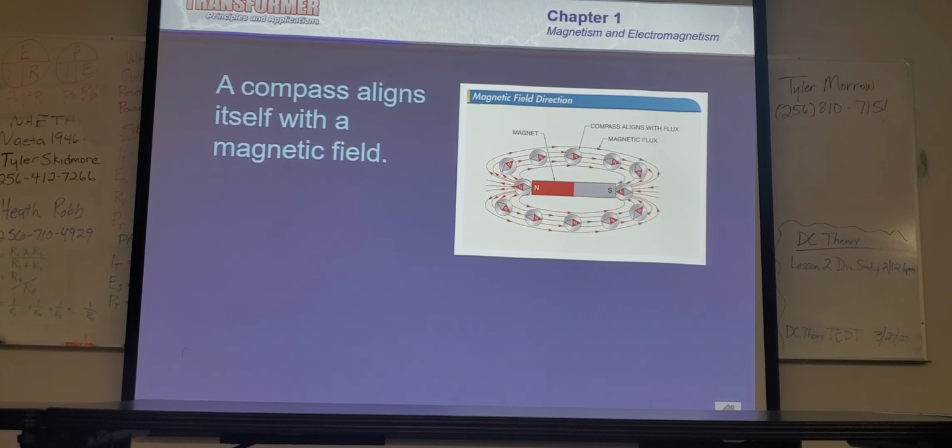A bar magnet is surrounded by its own magnetic field that exits the north pole and enters the south pole. This can be confirmed by placing a small compass at different positions around the magnet. The needle of the compass aligns with the field to point to the opposite pole.